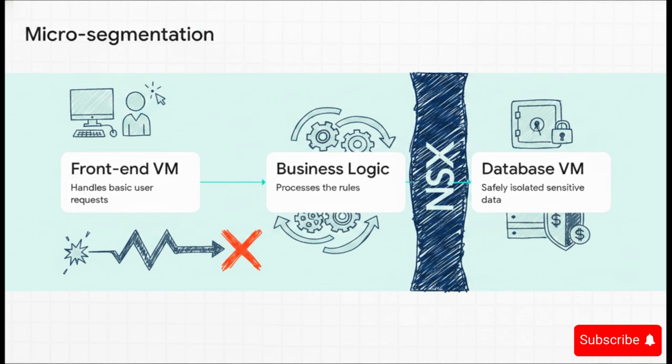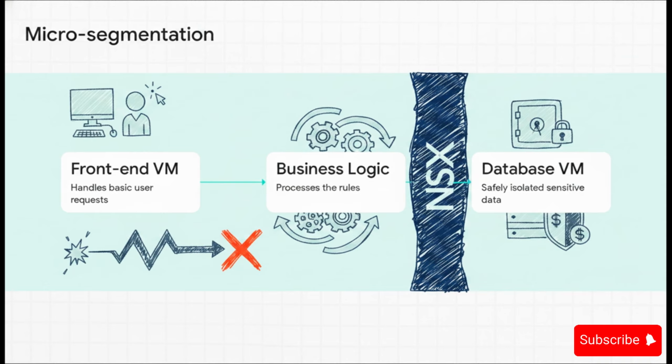Step 1. You set up a front-end VM that solely handles basic user requests and website clicks. Step 2, a totally separate business logic VM processes the actual banking rules. And step 3, your highly sensitive database VM, the one holding all those crucial financial records, sits completely isolated. NSX acts as an impenetrable digital wall between them.